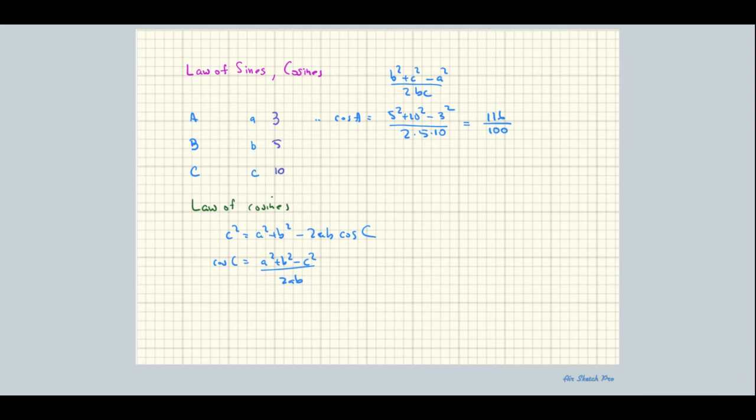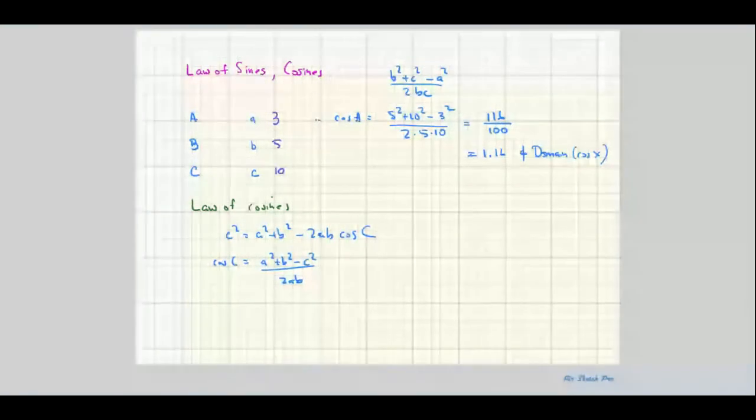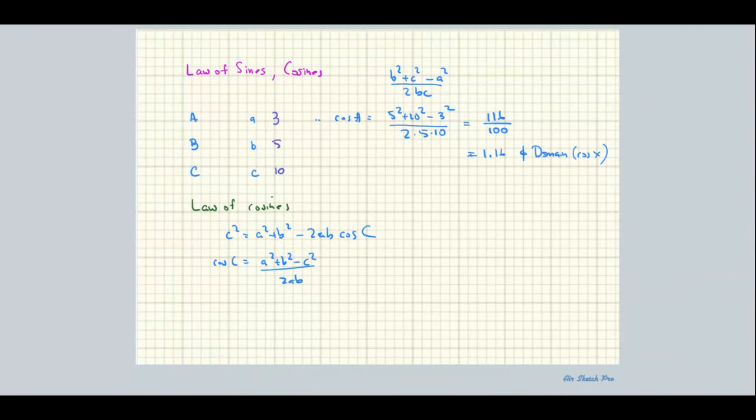There we go. Okay. So this is not possible. This is 1.16, which is not in the domain of the cosine function. So you can't do it. You found the button. That's cool.